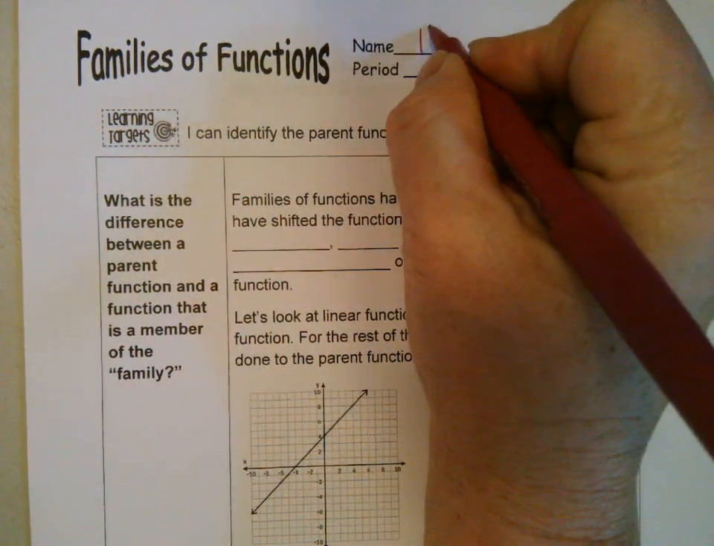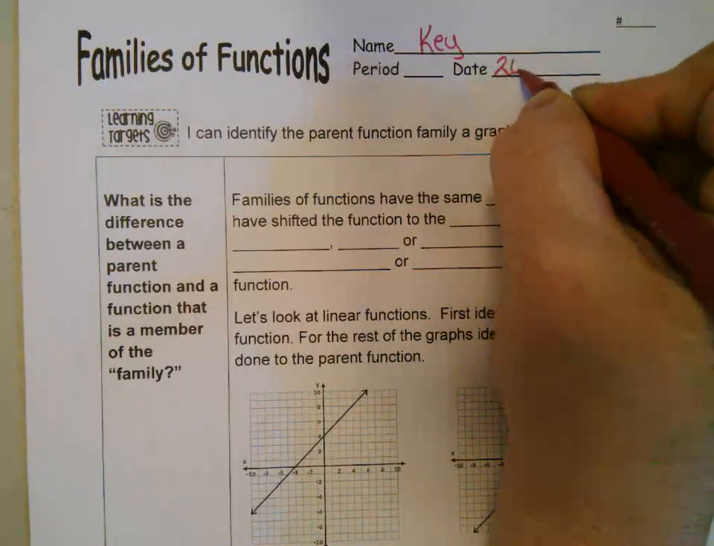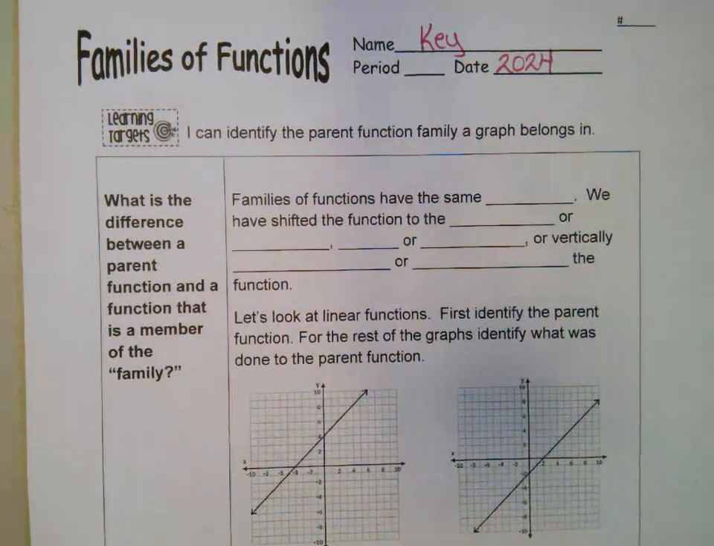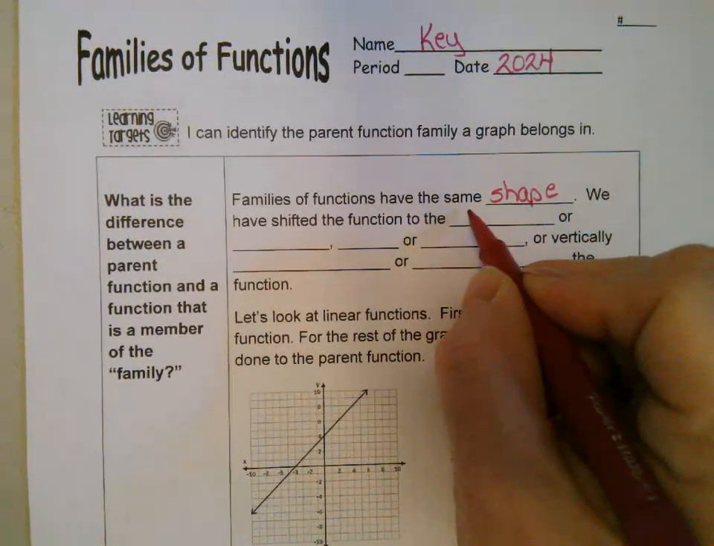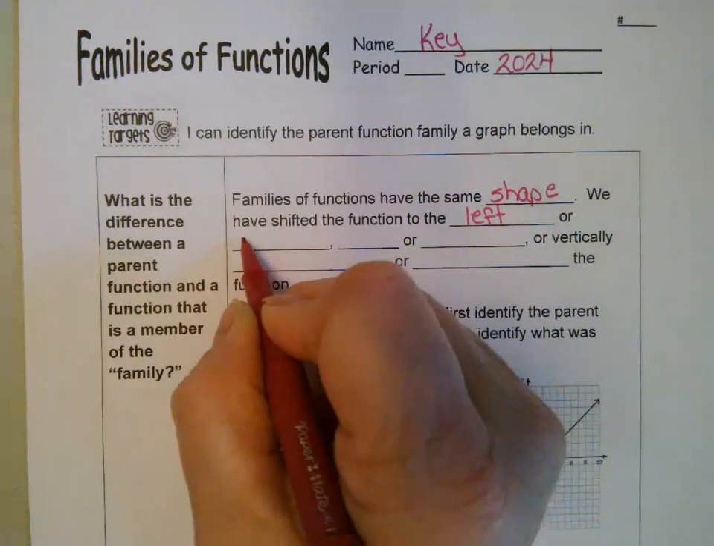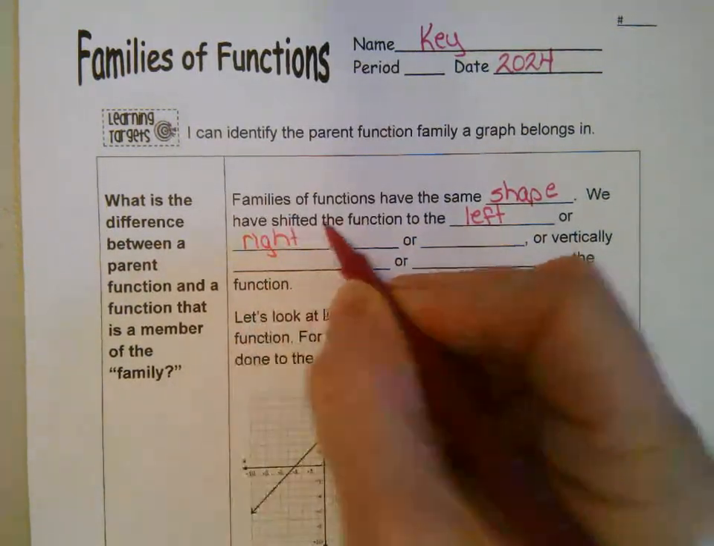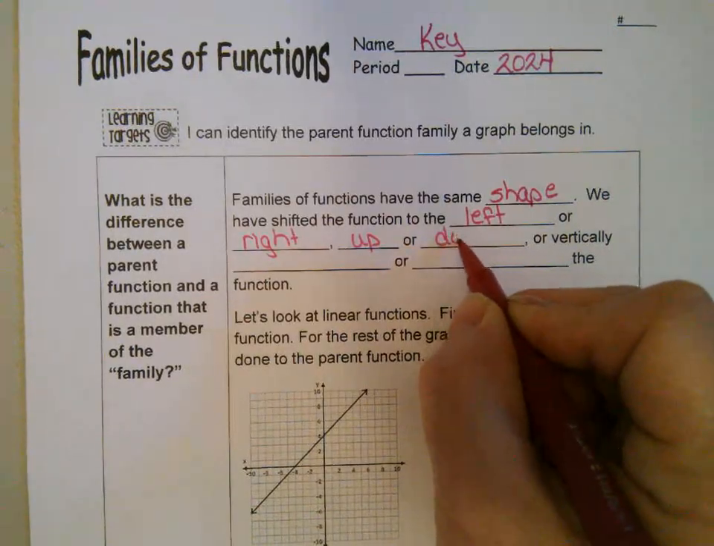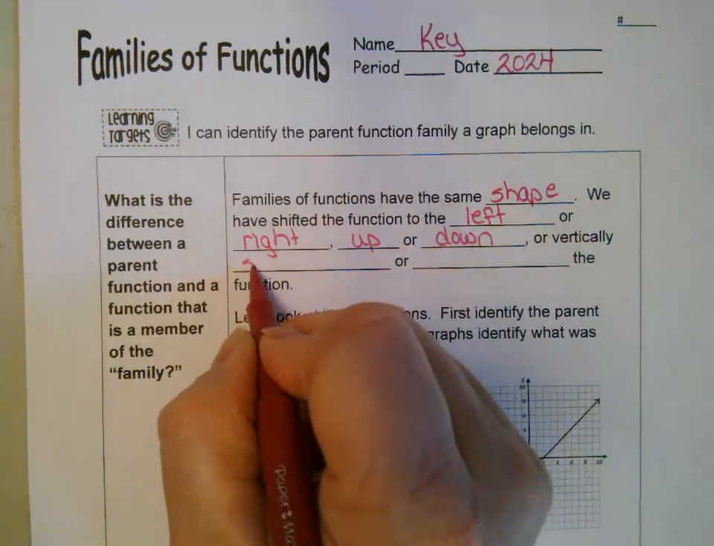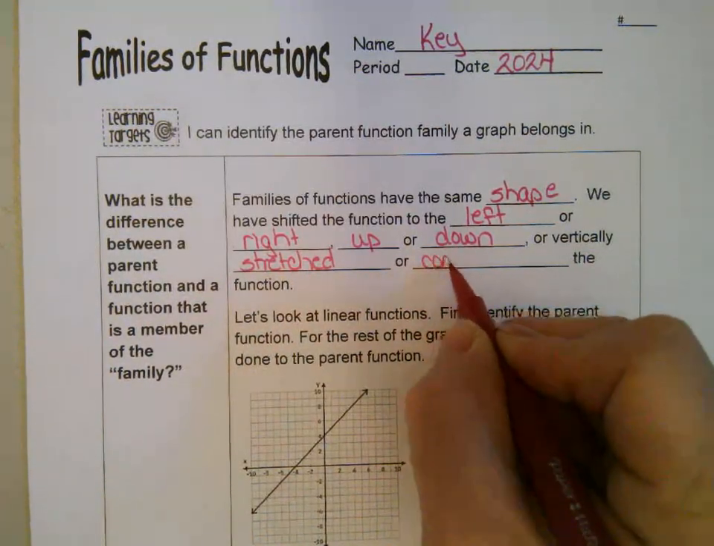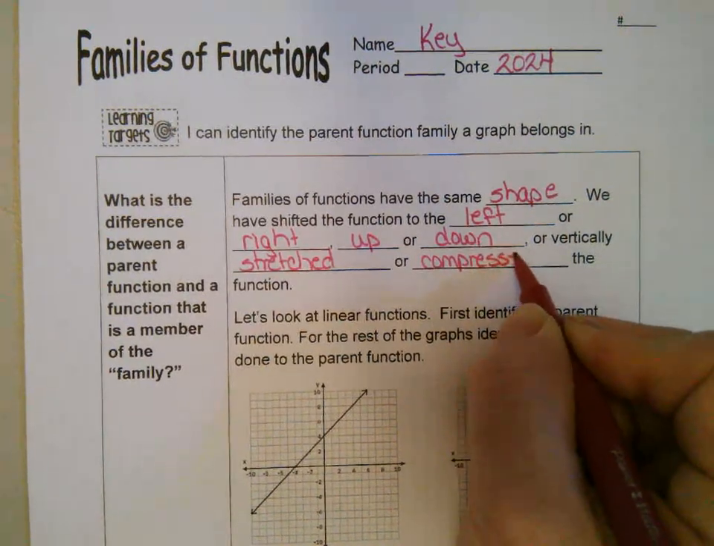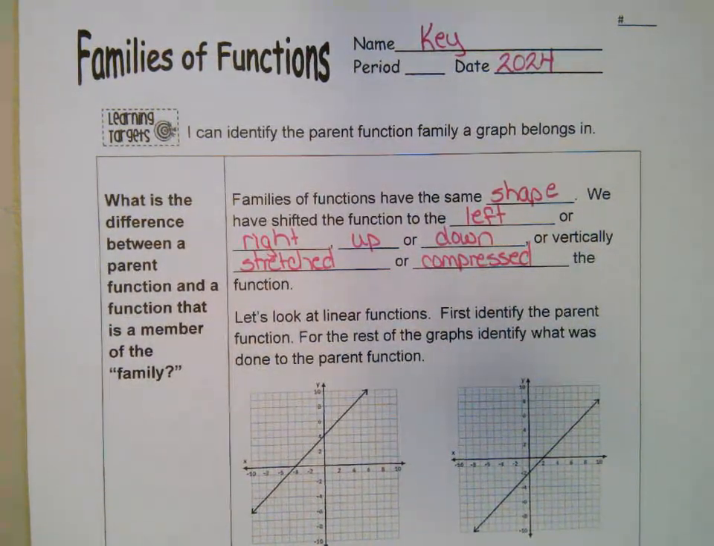All right, let's talk about families of functions. Families of functions have the same shape. We've just shifted this function to the left or the right, up or down, or we have vertically stretched or compressed the function. Okay, a vertical stretch or compression occurs when you multiply the y values by something.